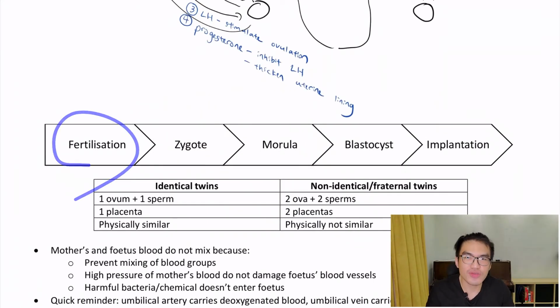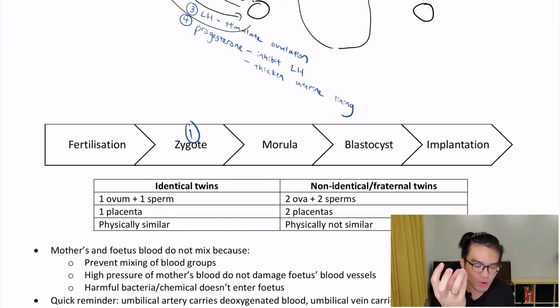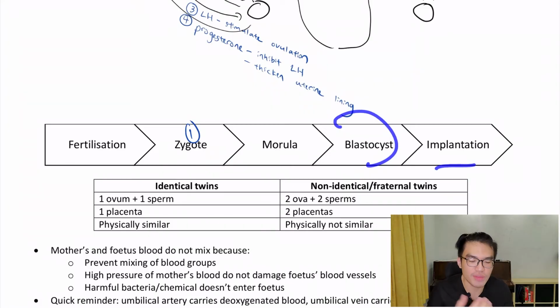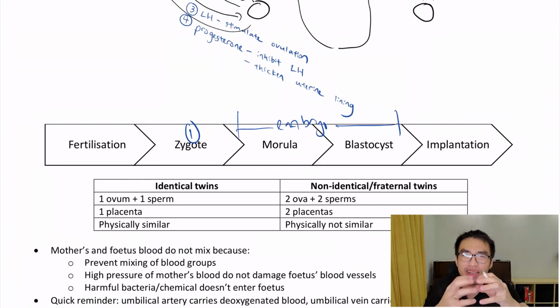After fertilization, you get your zygote. This is the 1-cell thing, and then you have a mass of cells called morula, and then you have a bigger mass of cells called blastocyst, and then you have an implantation. Where's your embryo? These two are actually called your embryo. Embryo is actually a number of stages.